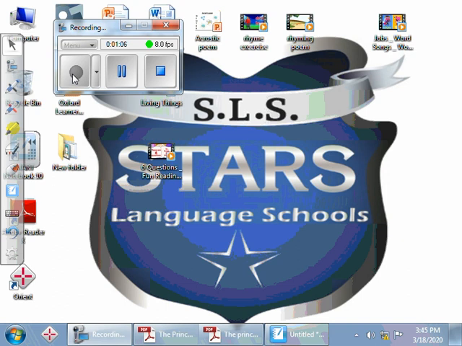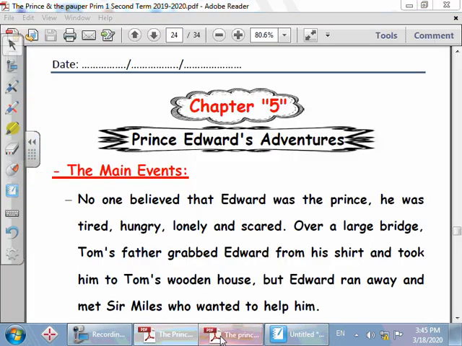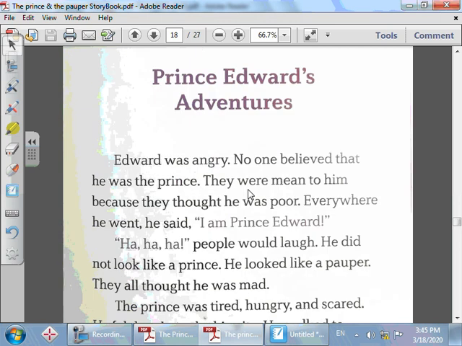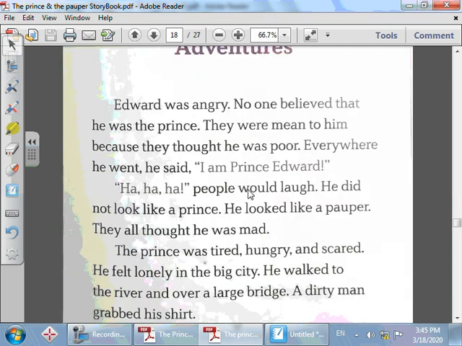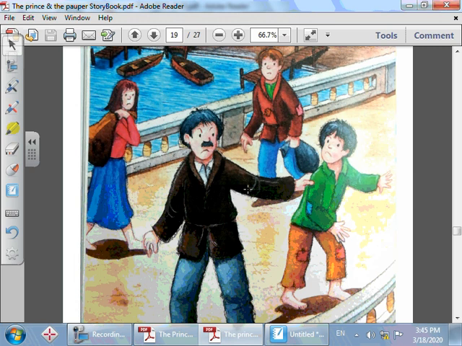What do you think? Was Tom happy in the palace? No, he wasn't. What is Prince Edward doing outside the palace now? Let's read and know. Now, guys, I want you to open your story books, page 19 and 20. Now, before we read, I want you to look at the picture.